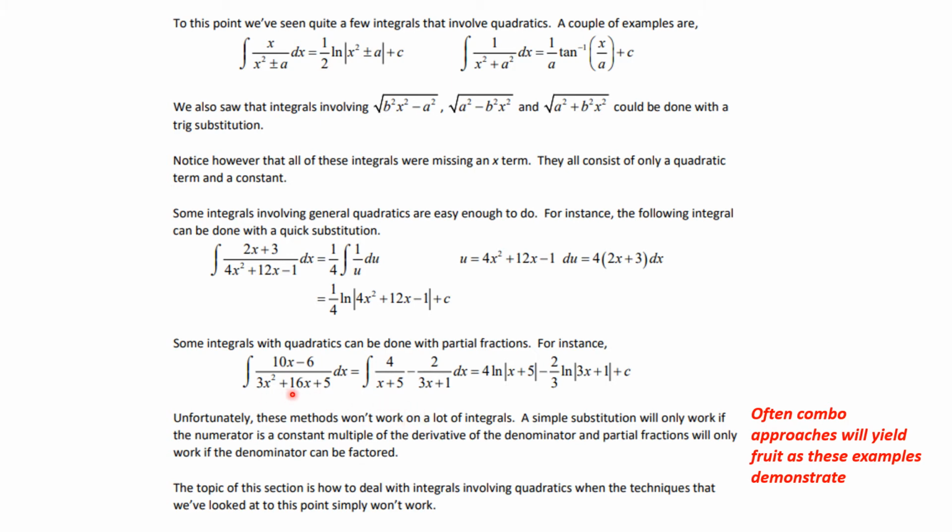And you can factor that denominator into 3x plus 1 times x plus 5. Use Heaviside and you get 4 and minus 2. You can integrate each of these, getting logarithm terms, and you have that.